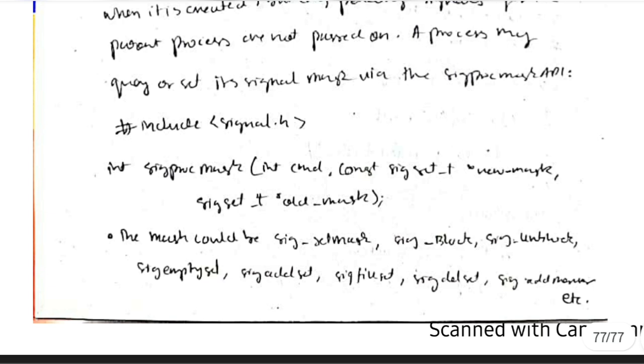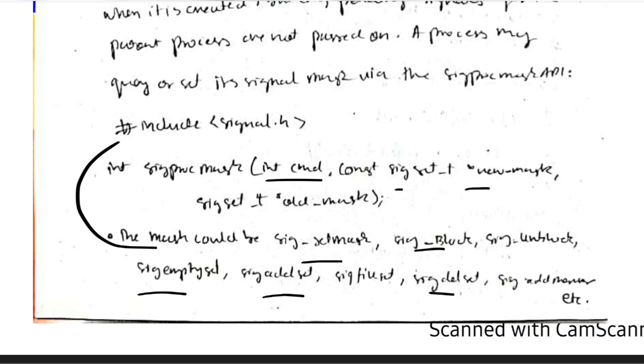And you have to write the syntax and explain each of these things used here. It's nothing very difficult, it's just like sigemptyset, sigaddset, sigdelset, and sigsetmask and sigblock, and so on.